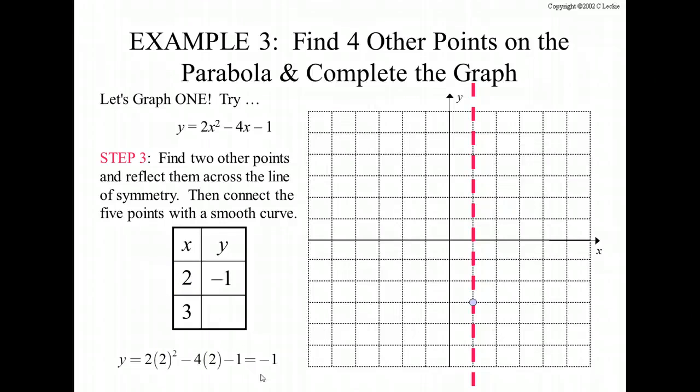Well, if x is 2, we substitute 2 into our equation. So we have 2 times 2 squared minus 4 times 2 minus 1 equals negative 1. So when x is 2, y is negative 1. I'm going to plot that point, and then I'm going to choose to let x equal 3. Well, when x is 3, I'm going to plug it into the equation. So I have 2 times 3 squared minus 4 times 3 minus 1. 3 squared is 9 times 2 is 18, minus 4 times 3 is 12, minus 1. I get 5. So when x is 3, y is 5. I'm going to plot that point.